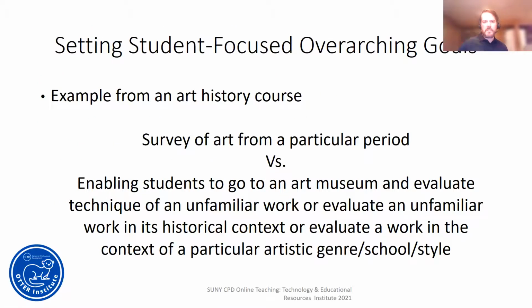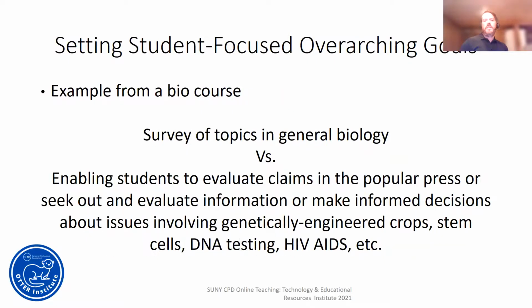So here are just some examples, right? The basic survey of art from a particular period, with the goal of enabling students to do X, Y, and Z: go to an art museum, evaluate a technique of an unfamiliar work, evaluate an unfamiliar work in its historical context or the context of an artistic genre, school, or style.